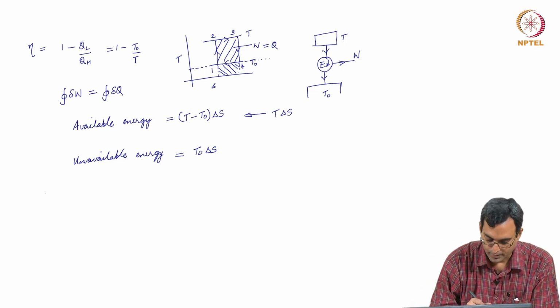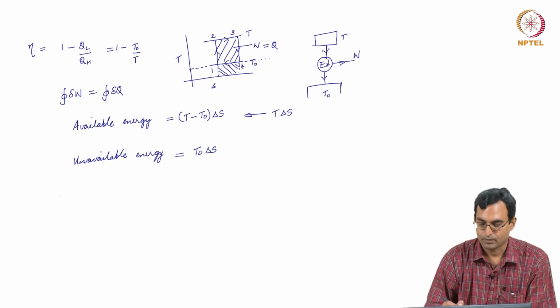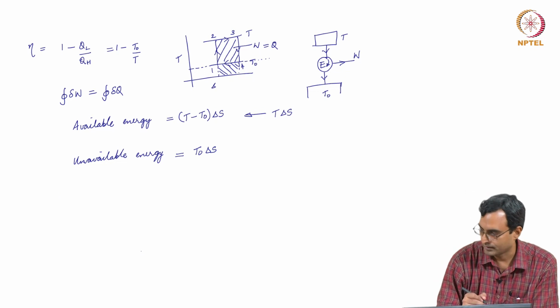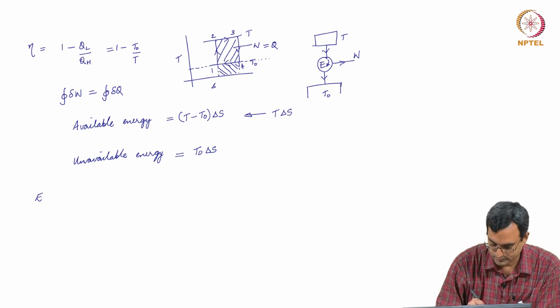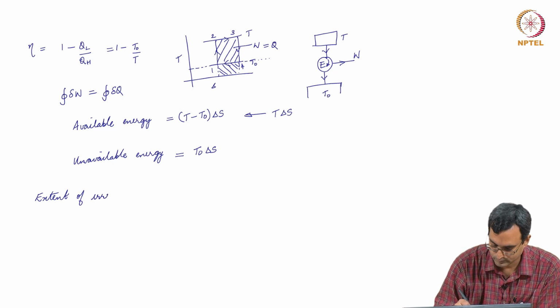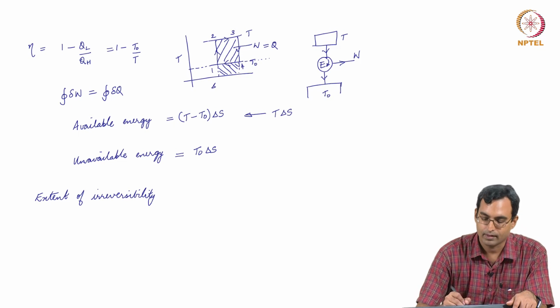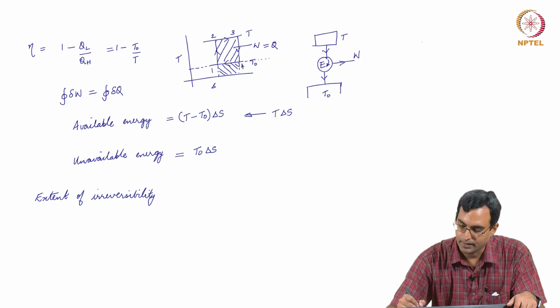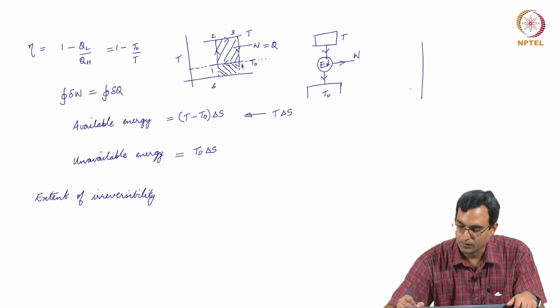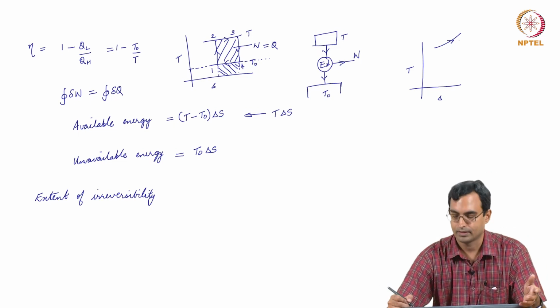There is also one other concept here which we call the extent of irreversibility. But before we do that, this is in the case of a constant temperature heat source. So, what would we do if we had a heat source at, say, constant pressure, where the temperature is changing.